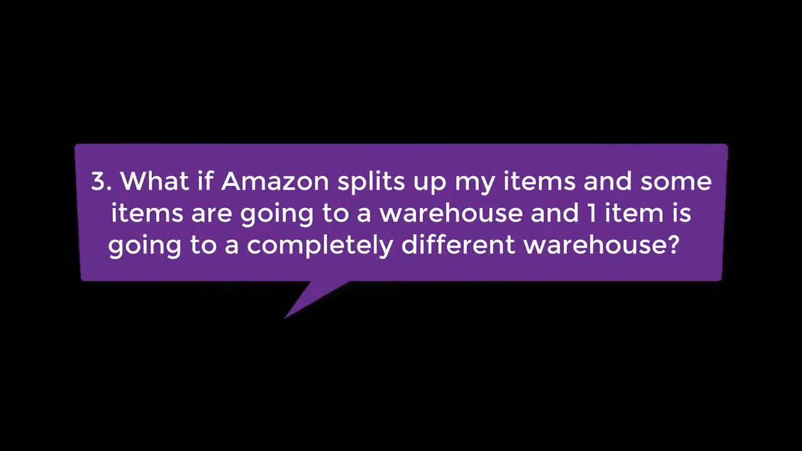Alright, so question 3. What if Amazon splits up my items and some items are going to one warehouse and then maybe only one item is going to another warehouse? What should I do? Okay, so you know when you're creating a shipping plan, right?